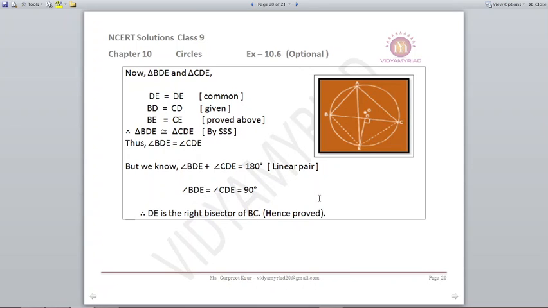So what happens when the triangles are congruent? We can say that angle BDE is equal to angle CDE, but they are on a straight line, forming a linear pair. That means their sum will be equal to 180 degrees, but because they are equal, we can say that each angle is 90 degrees. So we can say DE is the perpendicular bisector of BC.